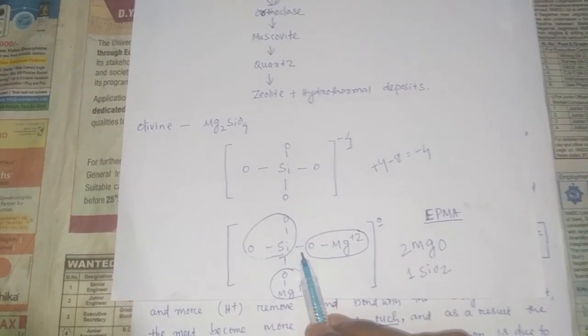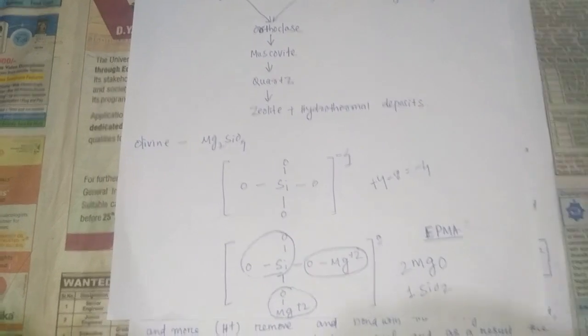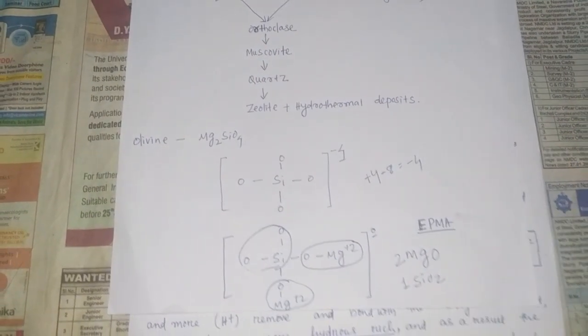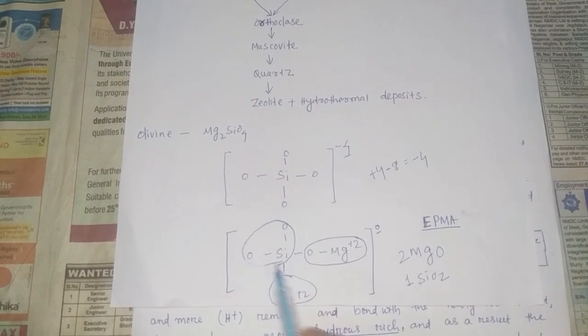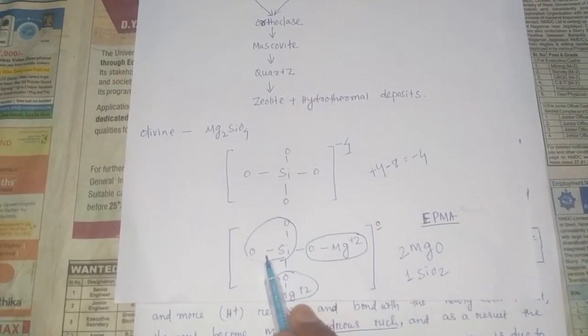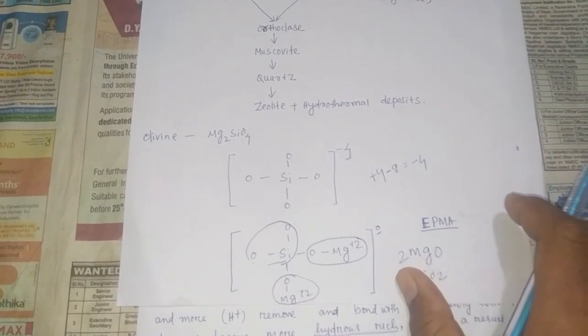And that's why when we do the EPMA analysis of olivine, according to the weight percent, we can see that there is one MgO, that is the second MgO, and there is one SiO2, and that's why we get the weight percentage according to the structure.